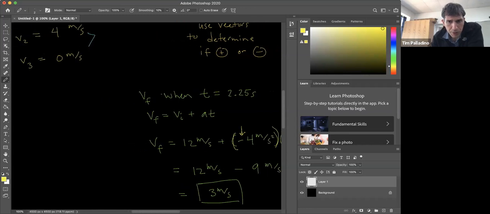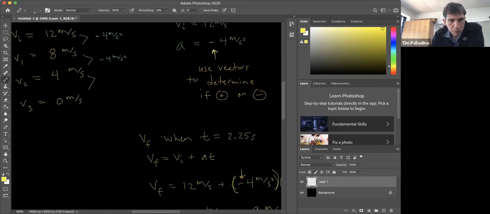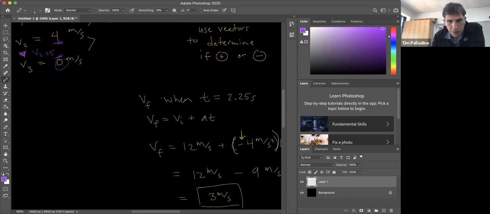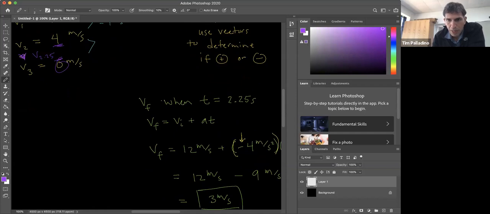And just to check ourselves, this is after 2.25 seconds. So we know that 2.25 seconds is right around here. V at 2.25 seconds is somewhere between 4 and 0 meters per second. And we figured out that it was 3 meters per second. So we know that we haven't made just a simple mistake. If we were to get a number that wasn't between those two numbers, we would know we were making a mistake.